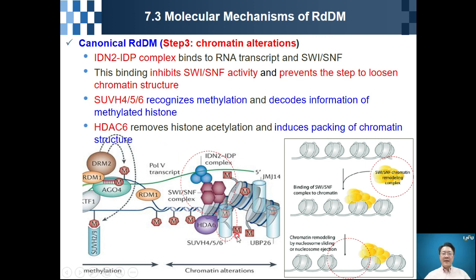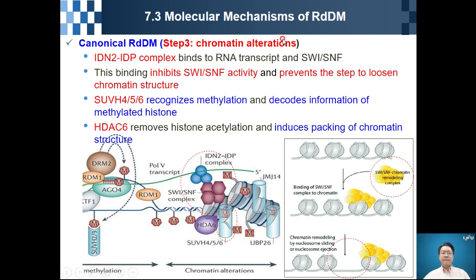SUVH6 recognizes methylation and decodes information of methylated histone. So it means that after that it will recruit HDAC. HDAC6 means histone deacetylase. So histone deacetylase removes histone acetylation. So finally it will induce packing of chromatin structure.